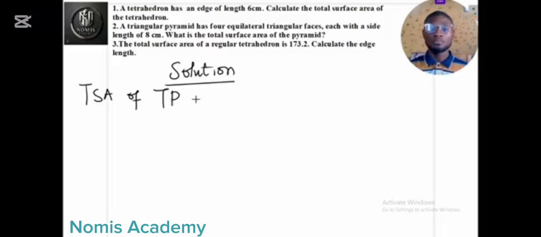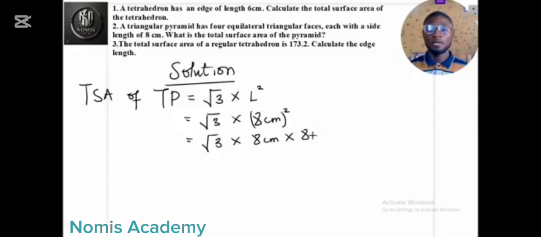Let's say TP, so it's equal to root 3 multiplied by L squared. Since the length has been given to be 8 centimeter, we're going to square this. So we have root 3 multiplied by 8 centimeter multiplied by another 8 centimeter. So here we have root 3 multiplied by 64, because 8 times 8 gives 64. Centimeter multiplied by centimeter will give centimeter squared. So if I like, I leave my answer as 64 root 3 centimeter squared.